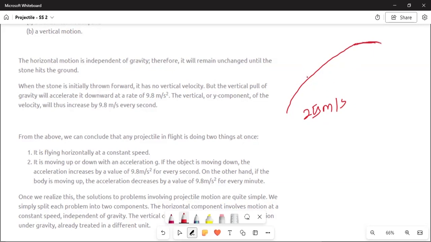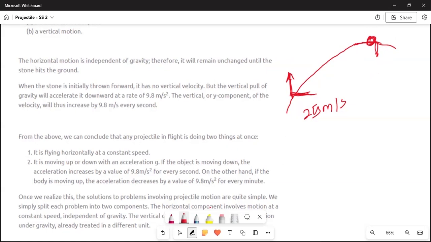So as it is going up, there are two components of velocity. First, the vertical component, which is going up. In this case, it is decreasing because it's going against gravity. Second, the horizontal component, which is constant, because there is no external force acting along the horizontal axis. So as it gets to the highest point, the vertical velocity becomes zero, and then it begins to fall down. As it is falling, the horizontal velocity still remains constant, but the vertical velocity will be increasing. While going up, it is decreasing. While coming down, it is increasing.